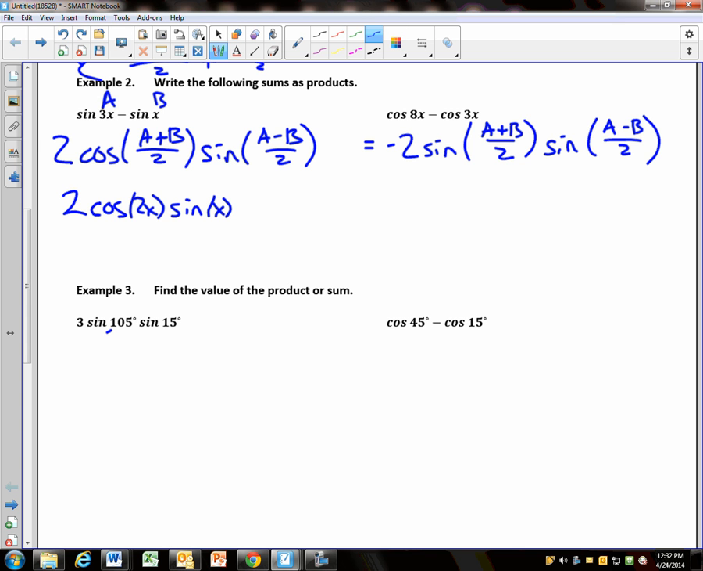Got my formula, I write it down. A is 8x. A is 3x. What's a plus b divided by 2? 11 halves x, or 11x over 2. 5x over 2.